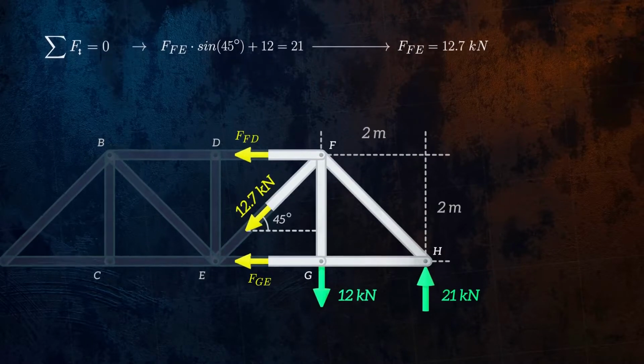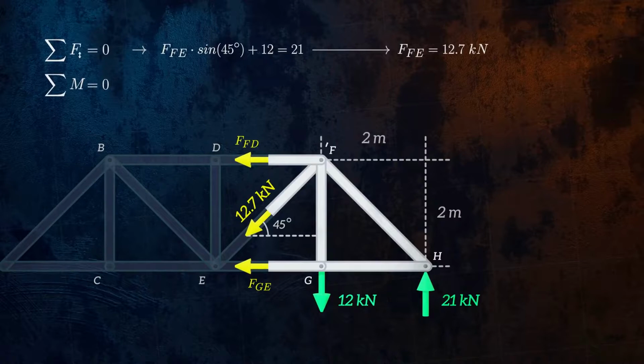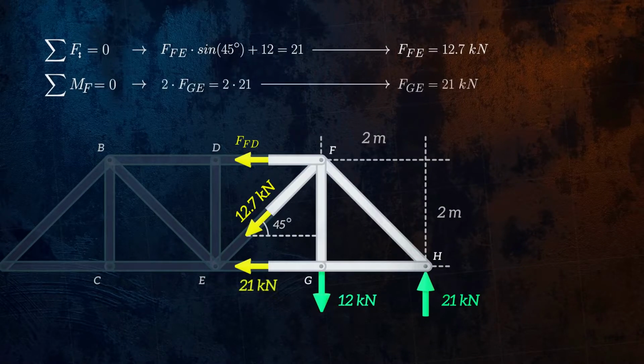Now let's consider equilibrium of moments acting about joint F. This is a good joint to choose because 3 of the 5 forces in this free body diagram have a line of action passing through F, and so only the force in member GE and the 21 kilonewton reaction force generate a moment about this joint. Both forces are located at a distance of 2 meters from F, and so we can conclude that the force in member GE is equal to 21 kilonewtons.